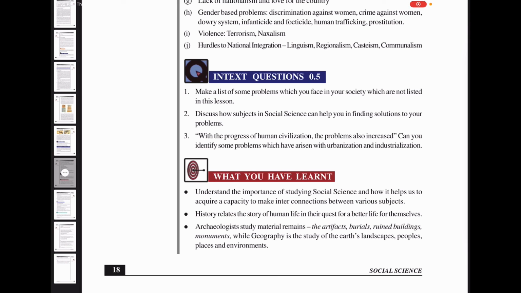is the study of earth landscape, people, place and environment. Political science analyzes political system and political behavior. Sociology deals with structure of society and how it works, while economics is the scientific study of the way in which humans make choices about production, consumption and wealth.